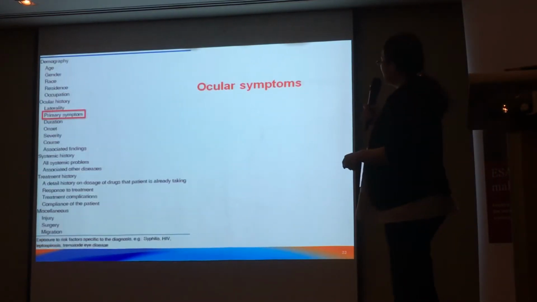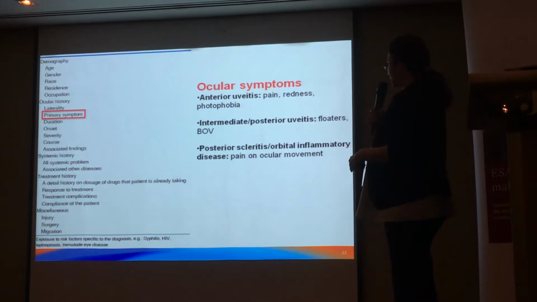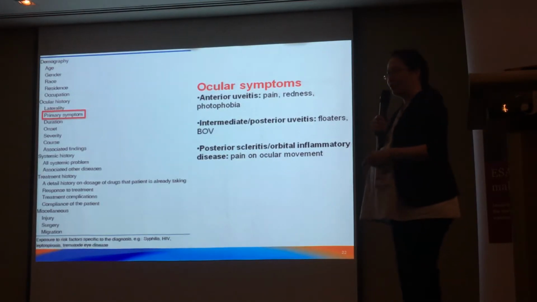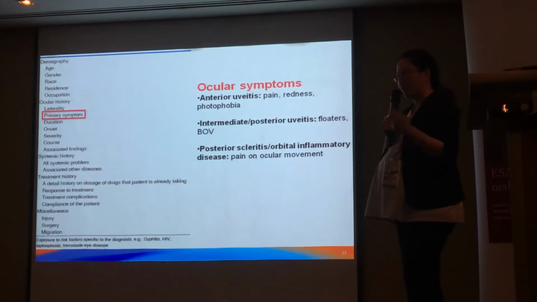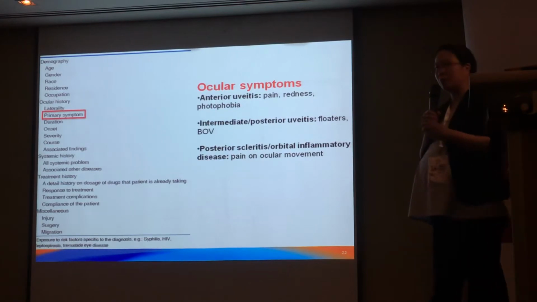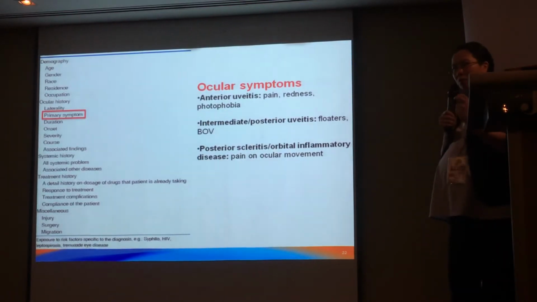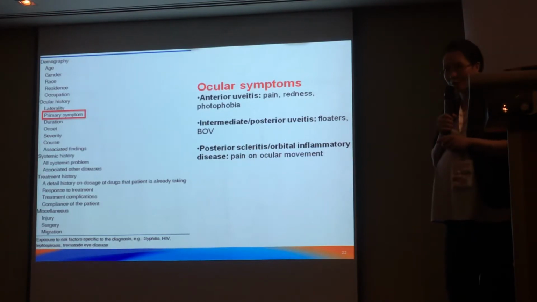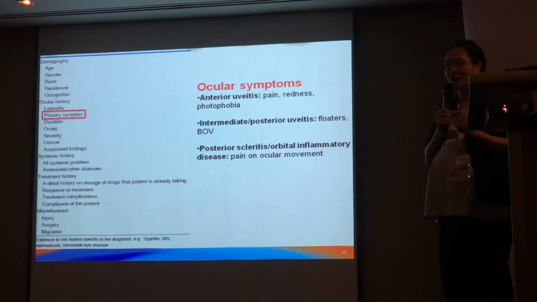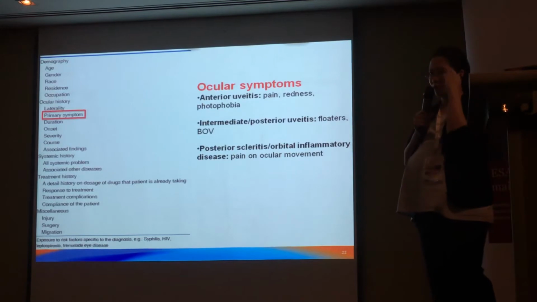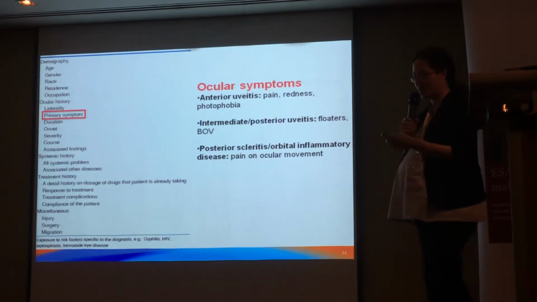So again, ocular symptoms are important because they help direct you in terms of pinpointing the anatomical localization of where the inflammation is. And again, it helps you in your workup, because when you think about intermediate uveitis, you have a whole set of etiologies that you're starting to chase.